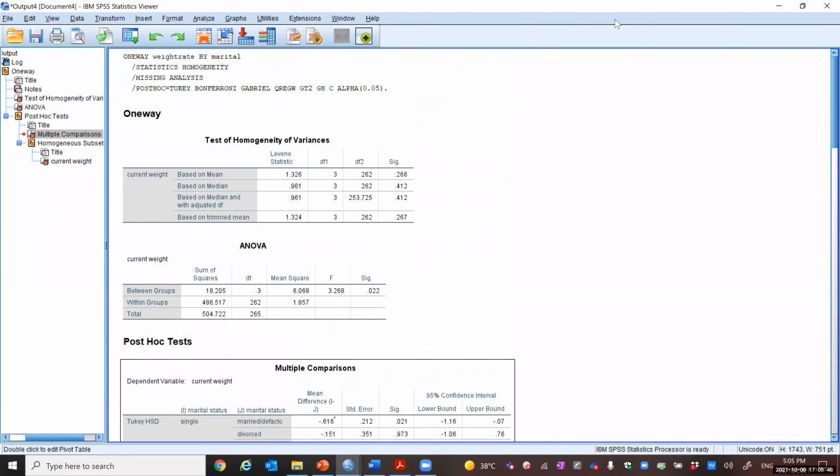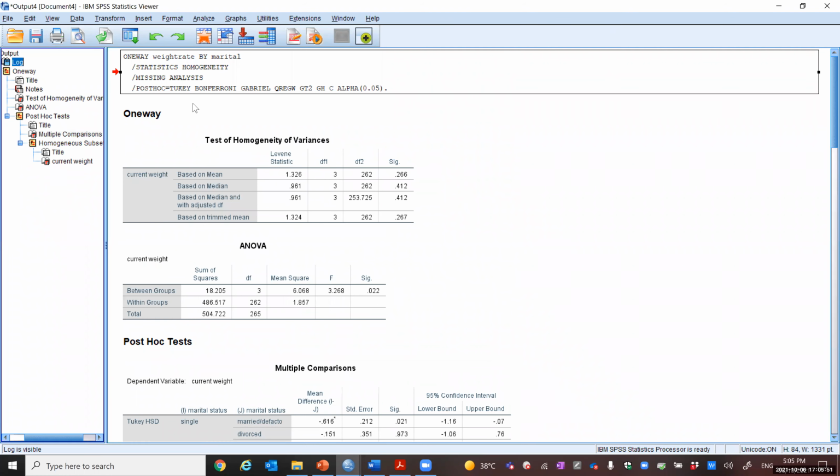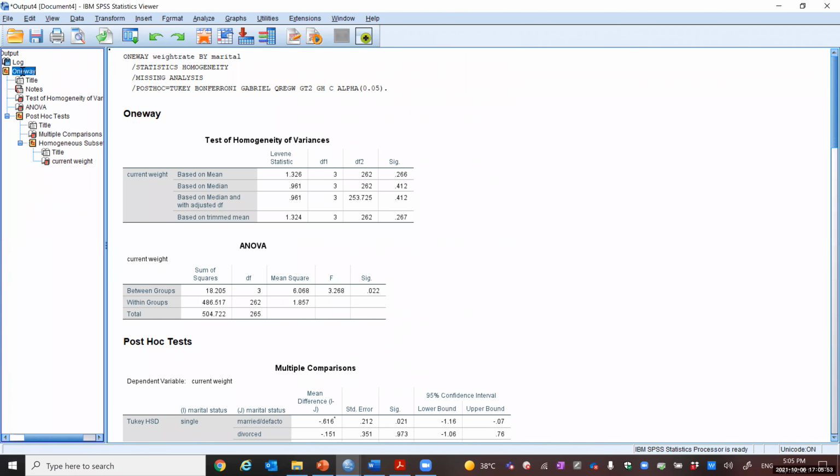Okay. So this is how you do ANOVA. I hope it's clear.